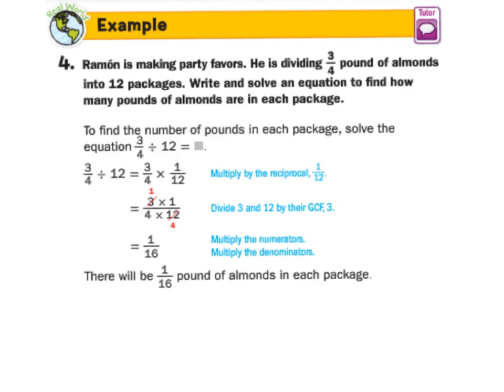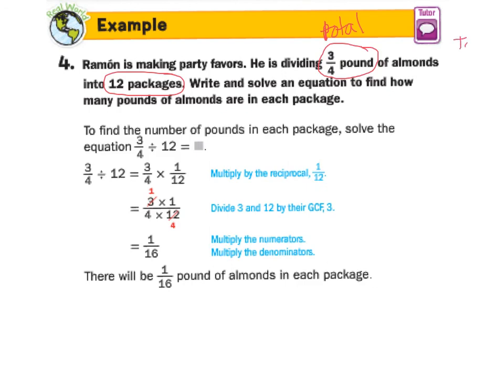Let's take a look at this story problem. Ramon is making party favors. He's dividing 3/4 pounds of almonds into 12 packages. So right away you need to stop. Which one of these is your total and which one is the parts? Well, I have a total of the 3/4. That means this is your dividend.